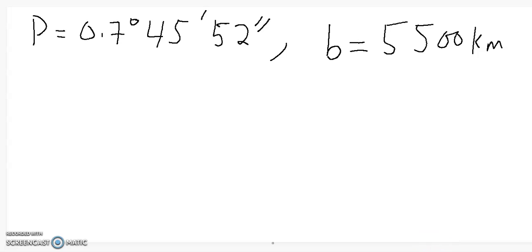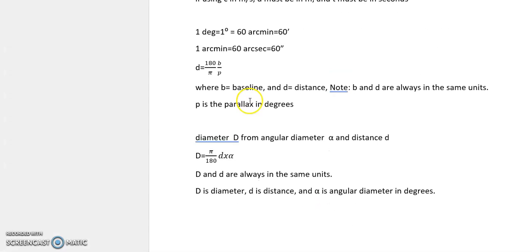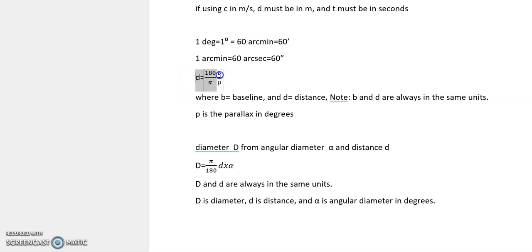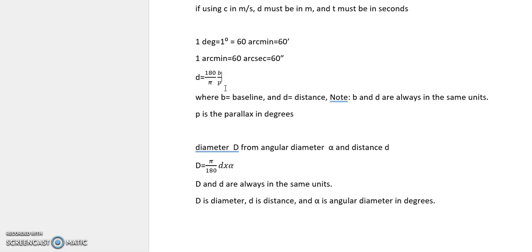All right, so we're going to work this out. Of course, we're going to use this formula right here. The distance is going to equal 180 over pi times the baseline divided by the parallax, and of course the parallax has to be in degrees. And we use these two conversions. 1 degree is 60 arc minutes. 1 arc minute is 60 arc seconds.